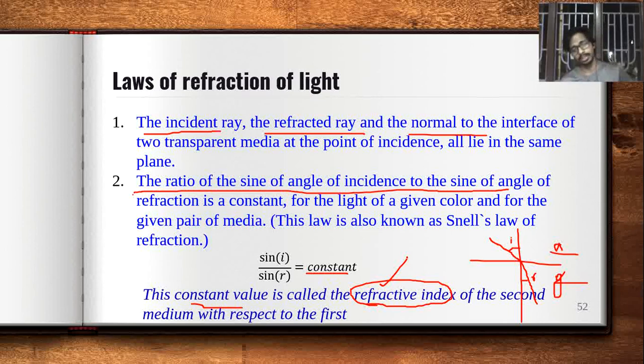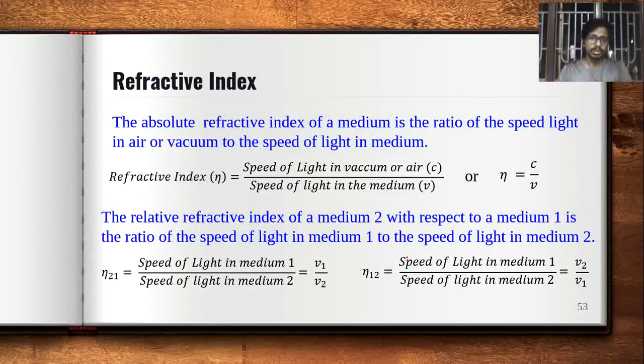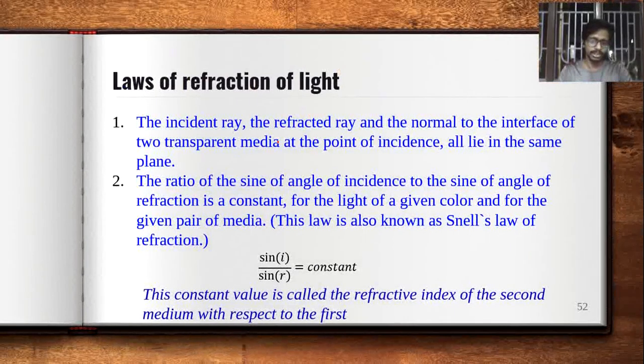law of refraction. Sometimes you may be asked in the exam what the laws of refraction are, or sometimes you may be asked to define Snell's law. So Snell's law is nothing but the second law of refraction. Now, as I have told, what is the refractive index? That constant is called the refractive index.